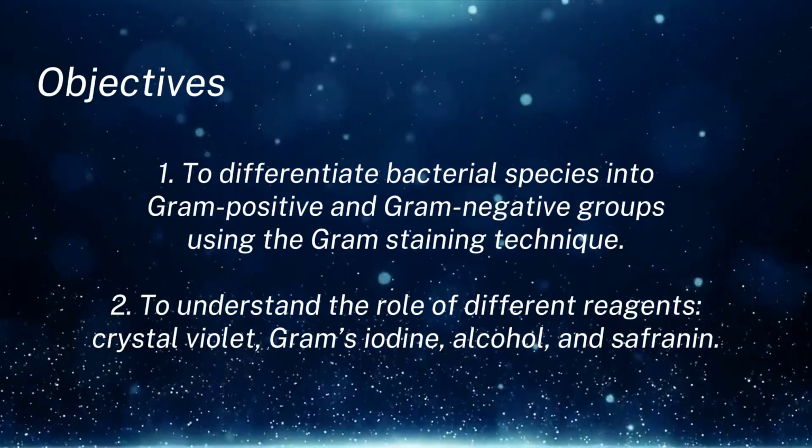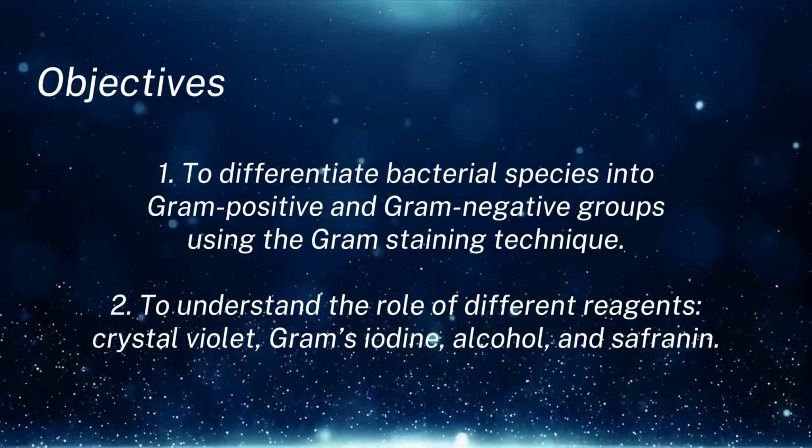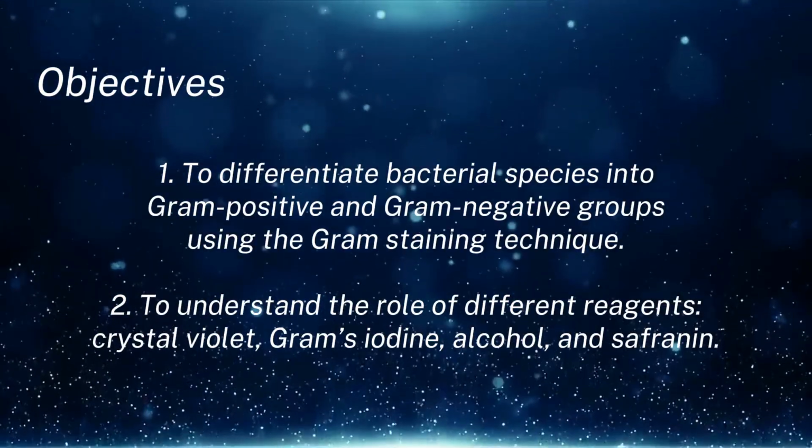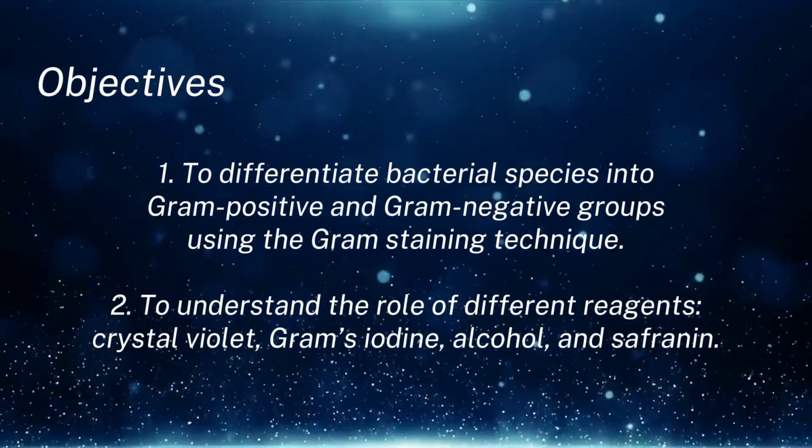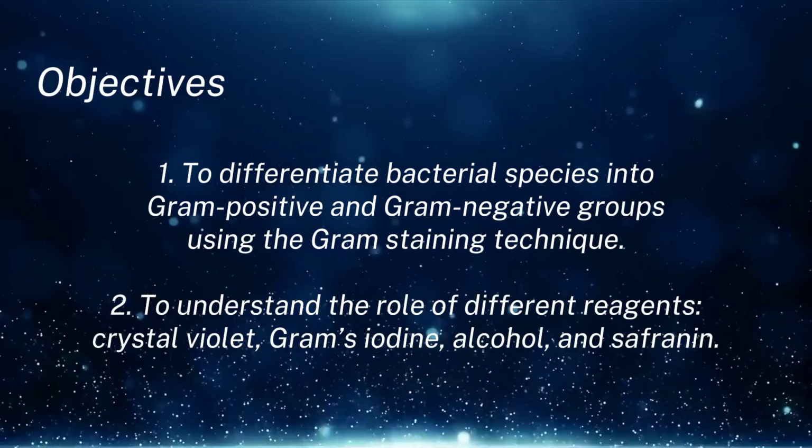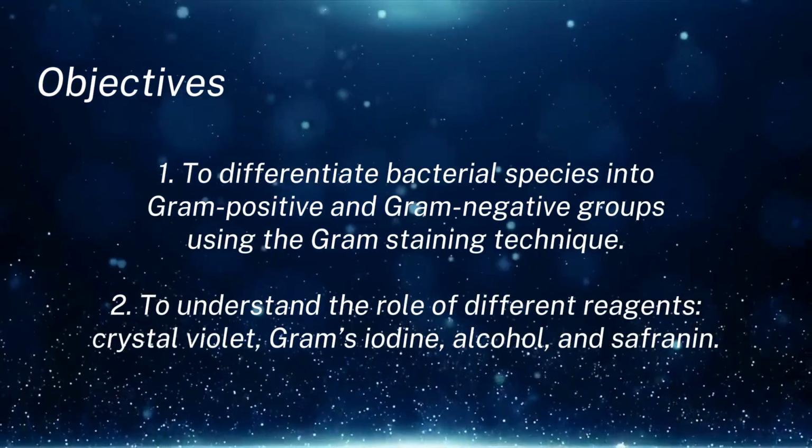Objectives: differentiate bacterial species into Gram-positive and Gram-negative groups using the Gram staining technique. To understand the role of different reagents: crystal violet, Gram's iodine, alcohol, and safranin.